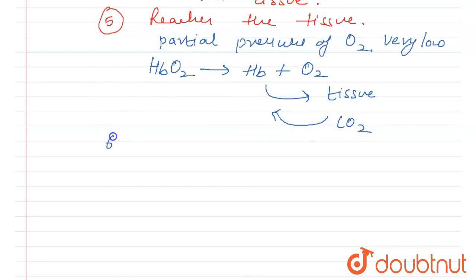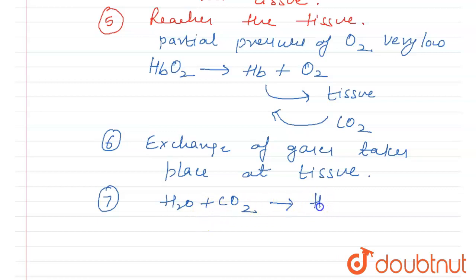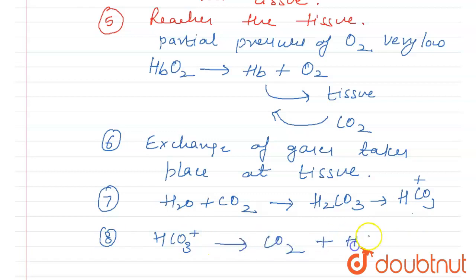So this is how exchange of gases takes place at tissue level. Now in hemoglobin, CO2 will combine with water molecule and will generate carbonic ion. Now this carbonic ion with hemoglobin will travel to the lungs where CO2 will be released in the lungs. So this is how transport of oxygen and CO2 is done with the help of hemoglobin as a carrier molecule.